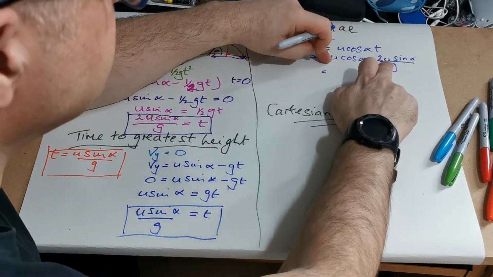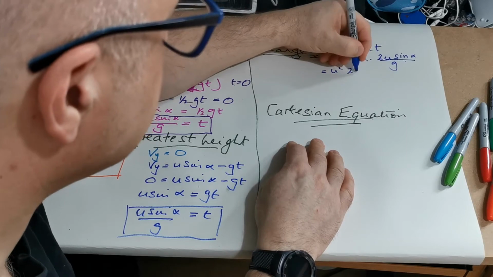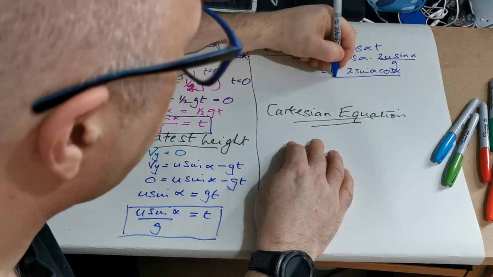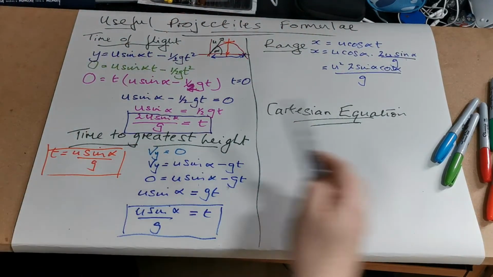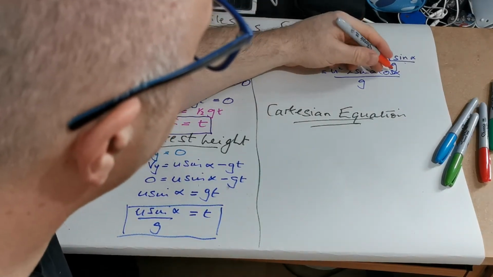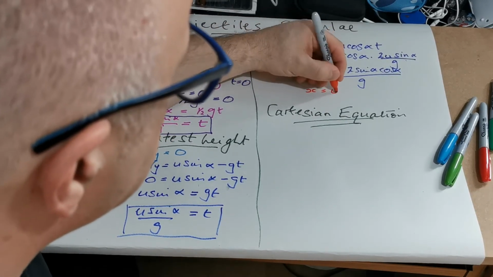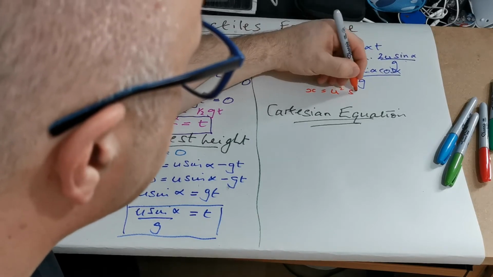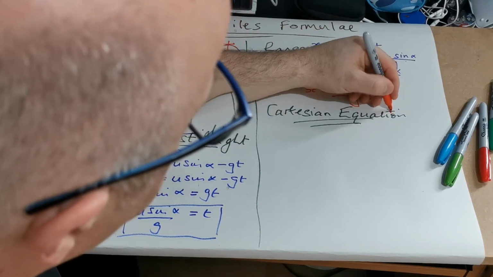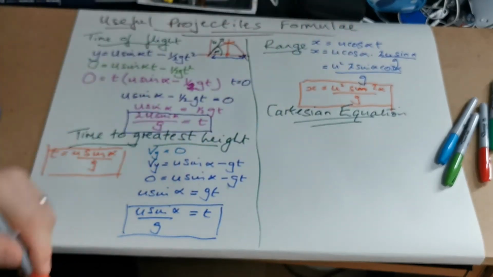Now you can see clearly I've got two u's times together. So I've got u squared, and then this combination here is 2 sine alpha cos alpha all over g. And those of you who are really hot on your trigonometrical identities would see that 2 sine alpha cos alpha is a double sine angle. So x is equal to u squared sine 2 alpha over g. So that would be an equation that would work for the range.